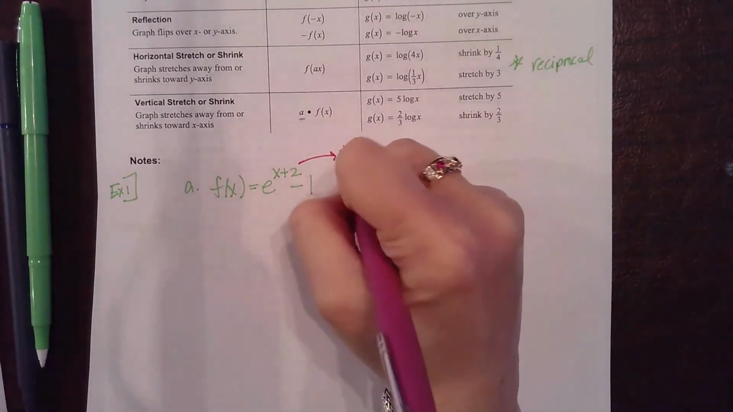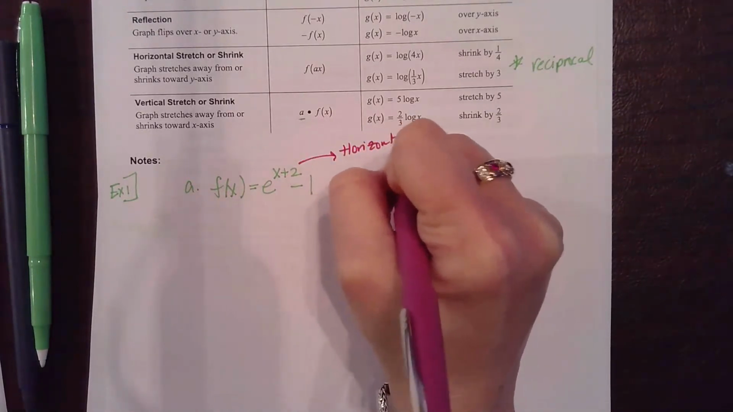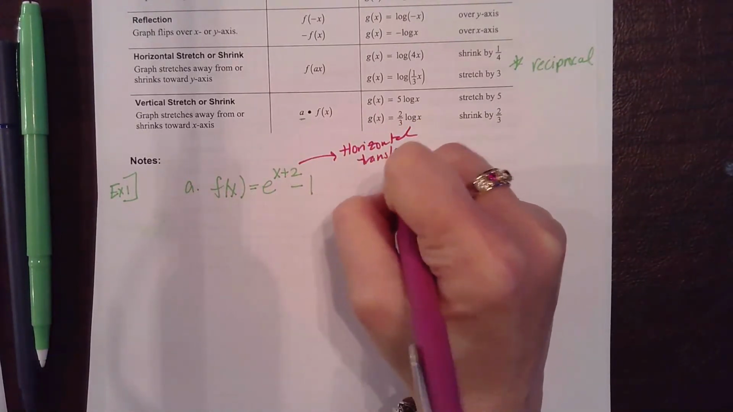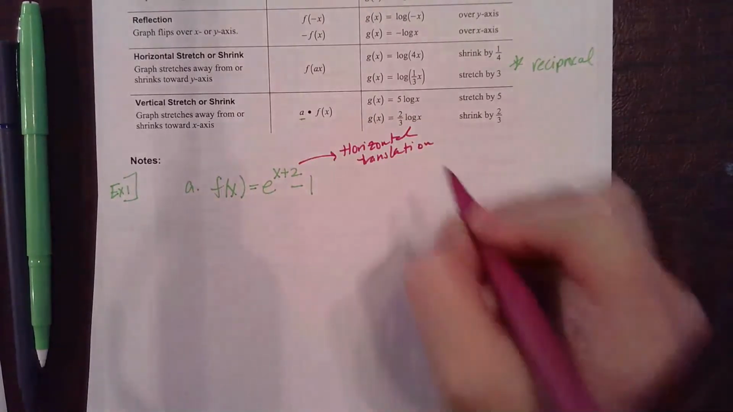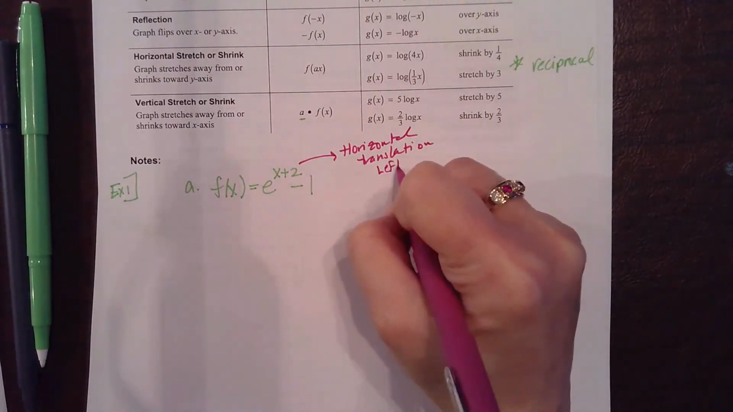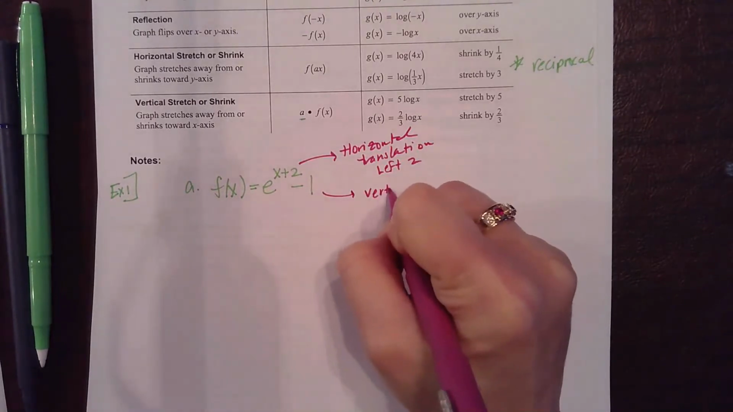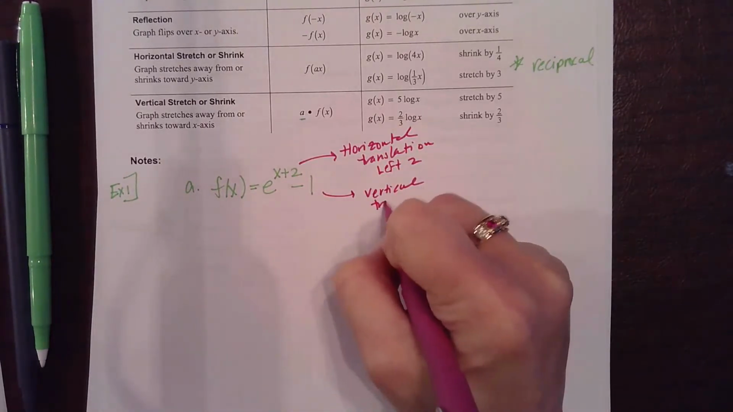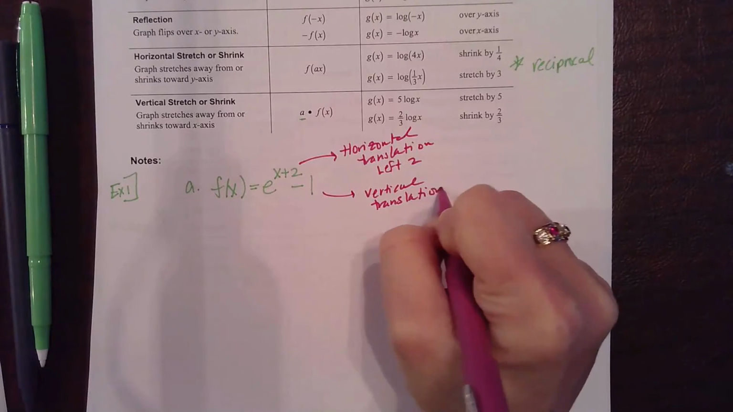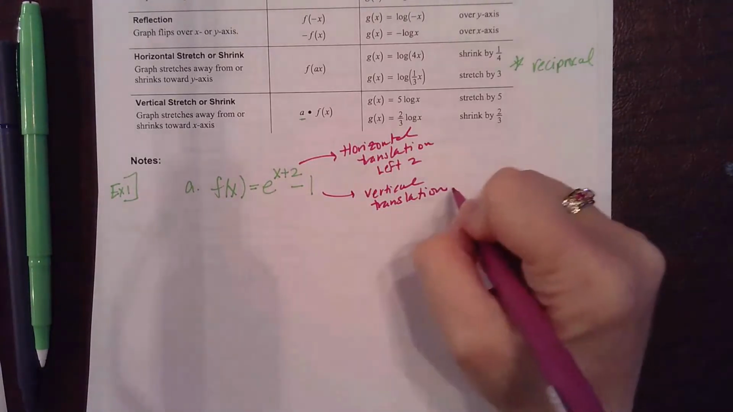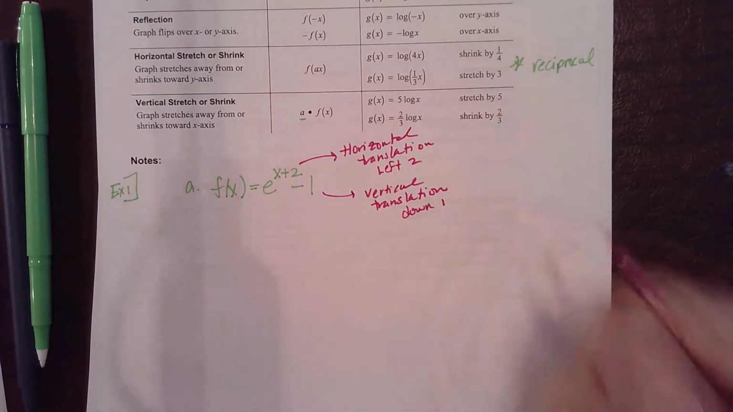to have a horizontal translation. That means it moves left and right, and this would be left 2. So that's what that does. And then this would be a vertical translation. Remember, translation just means to slide it. And this would be down 1.